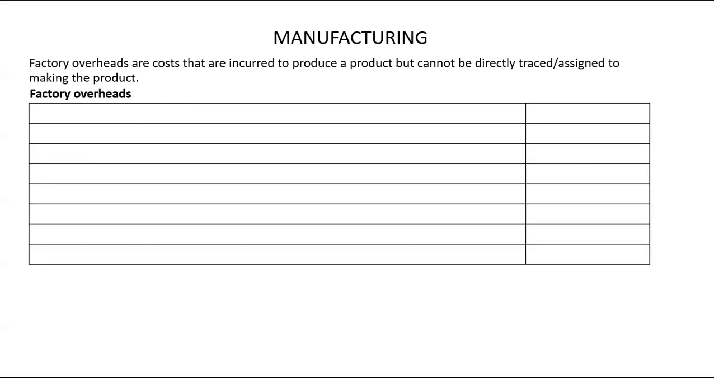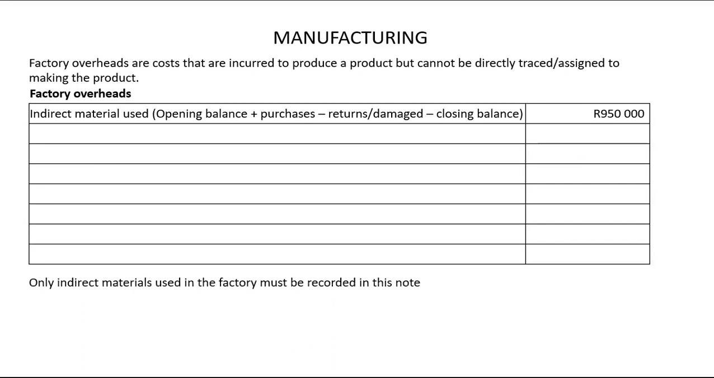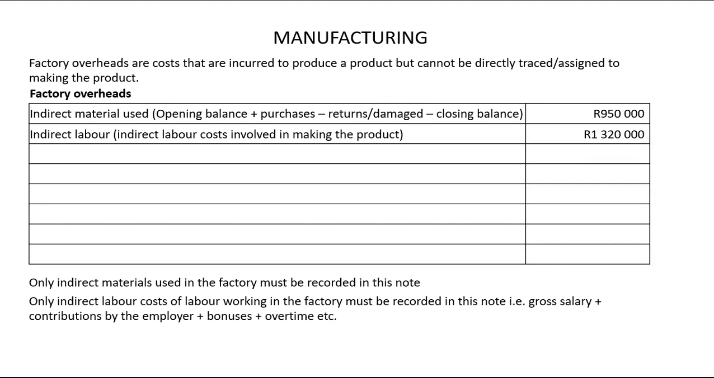Lastly, we are going to include factory overheads. As I told you, for indirect material, you'll have opening balance plus purchases of indirect material minus returns of indirect material, and then you minus the closing balance of indirect material. For indirect labor, you will have your indirect labor cost, which involves your gross salary and the employer's contribution, bonuses, as well as overtime. Okay, then you are going to have rent expense only for the factory, only the one that relates to the factory.